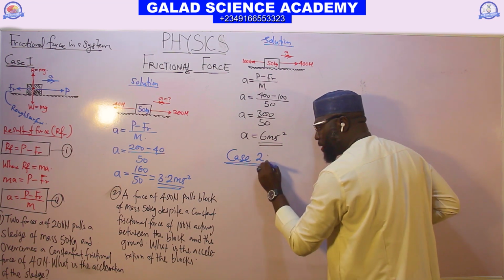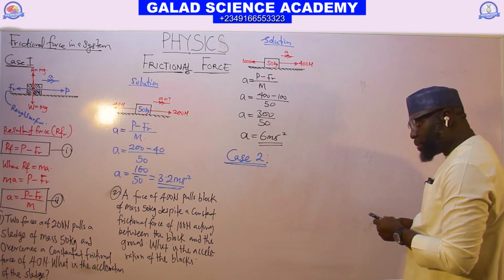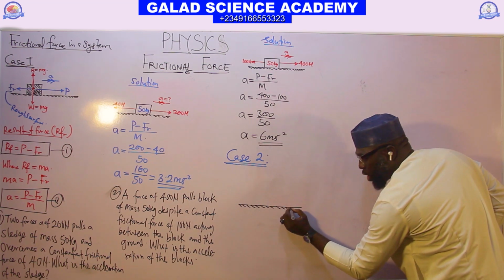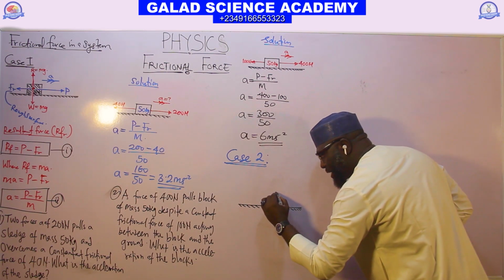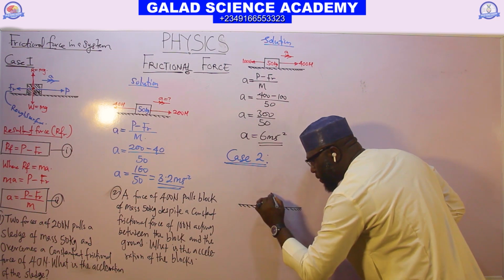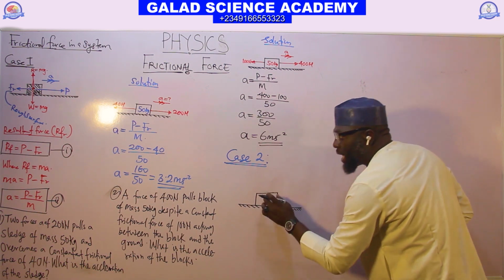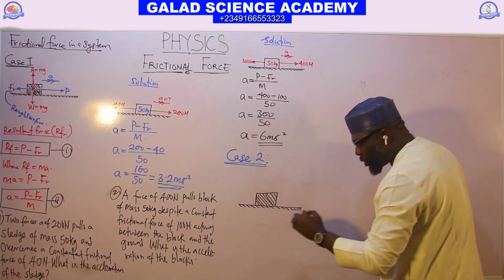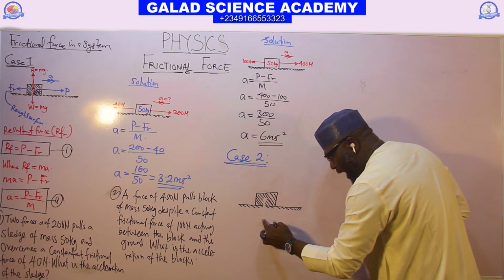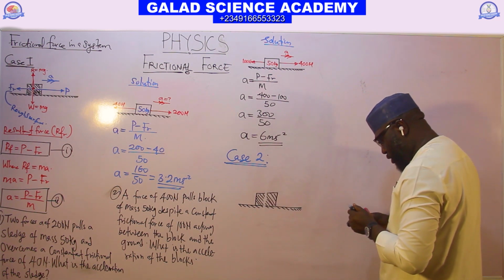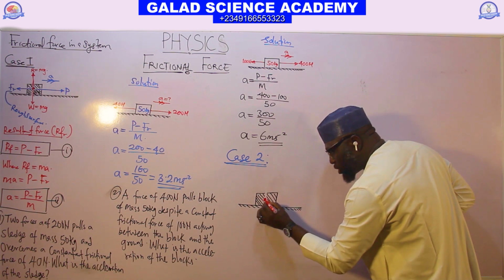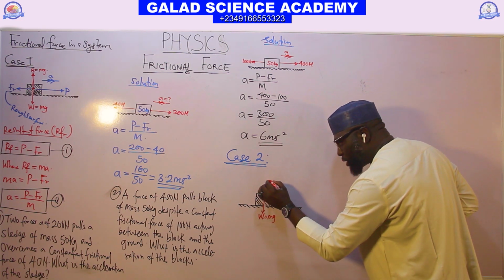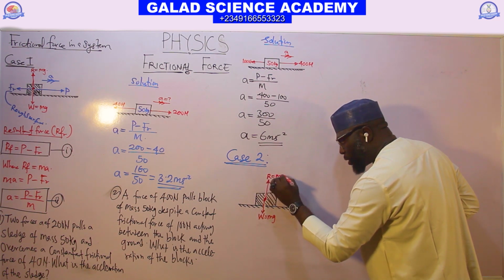Case 2. Yes, this case 2 is absolutely different from case 1. We still maintain our rough horizontal plane, and I place a block of unknown mass here. Don't forget that the weight of the block acts downwards, and the normal reaction acts upward. So let me say this is the weight of the block, mg, and this will be the normal reaction, mg.